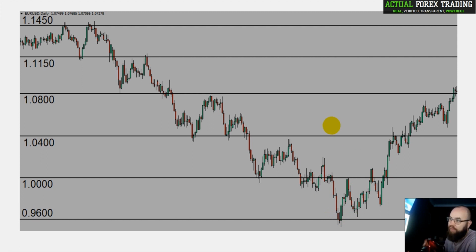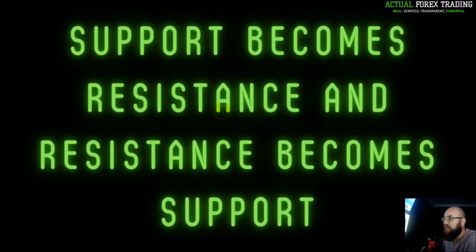Psychological levels end with a 00 or a 50. Not every 50 level is going to see a reaction. Not every 00 level is going to see a reaction. Unfortunately, it's not that easy. But these psychological levels do impact the market and do form part of technical analysis.